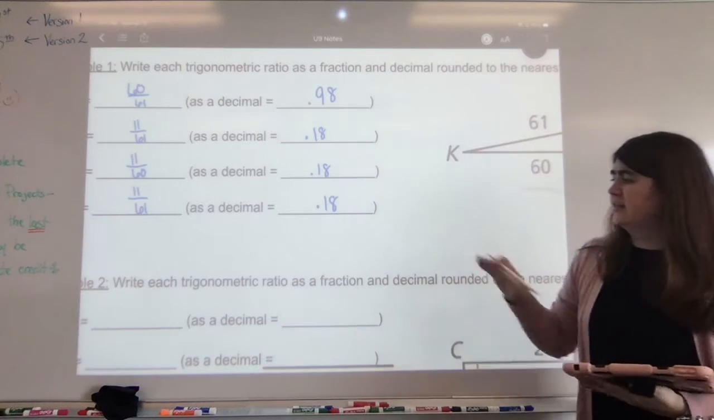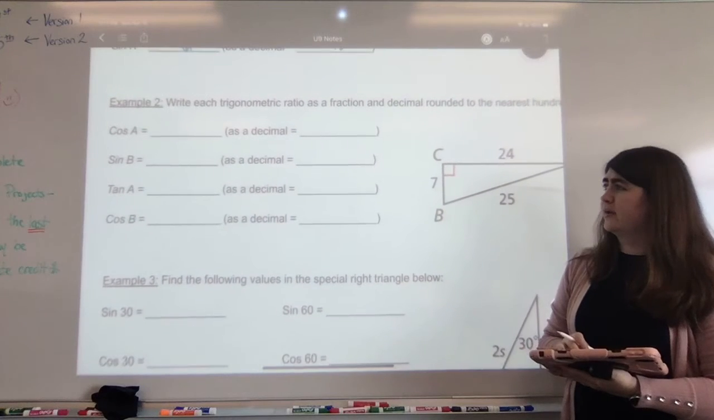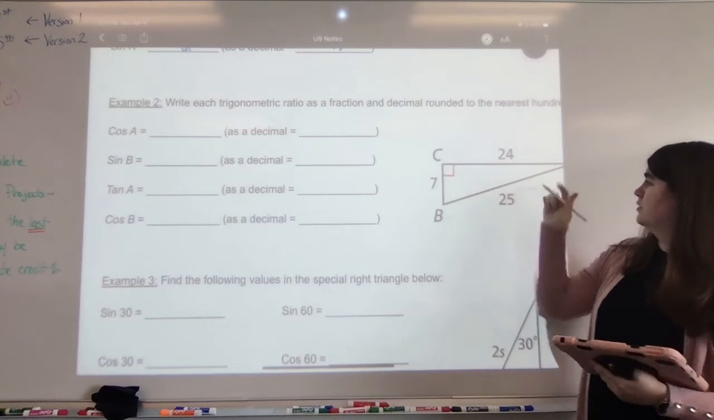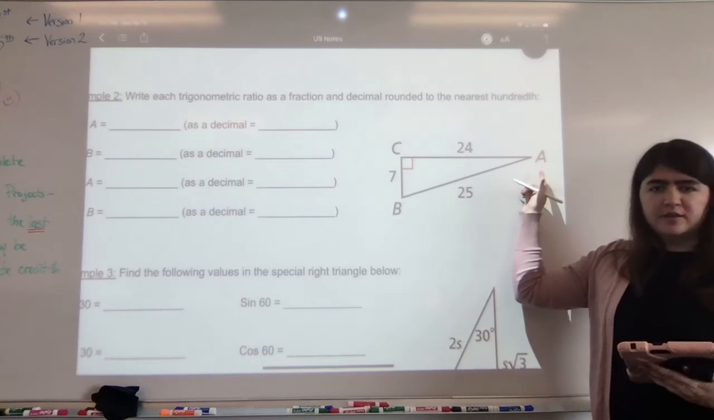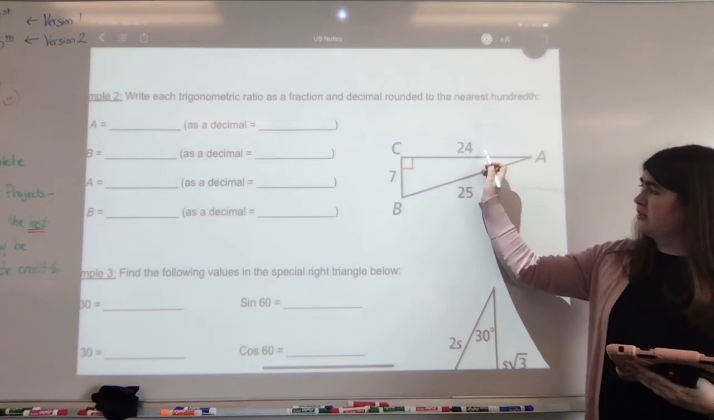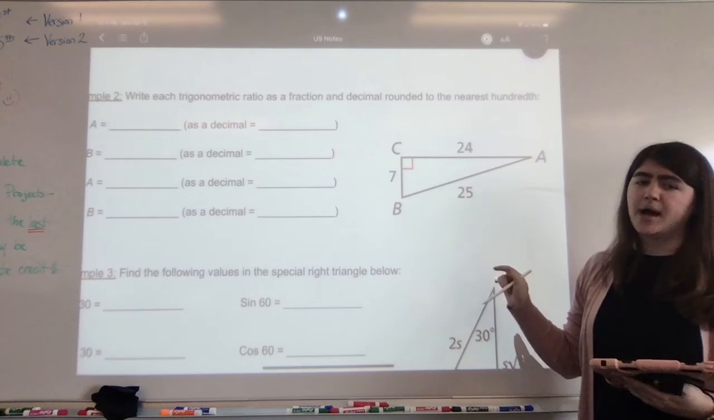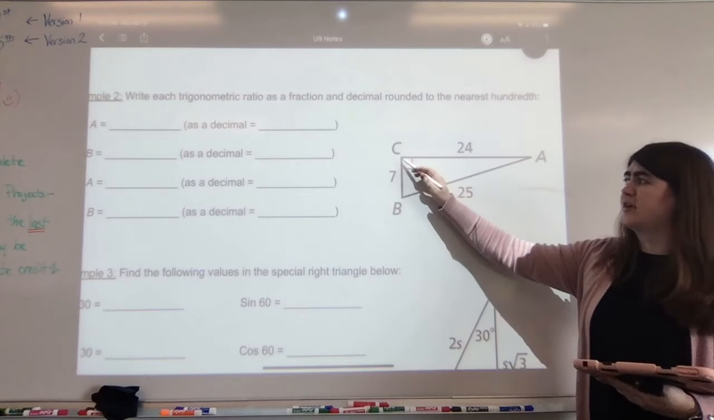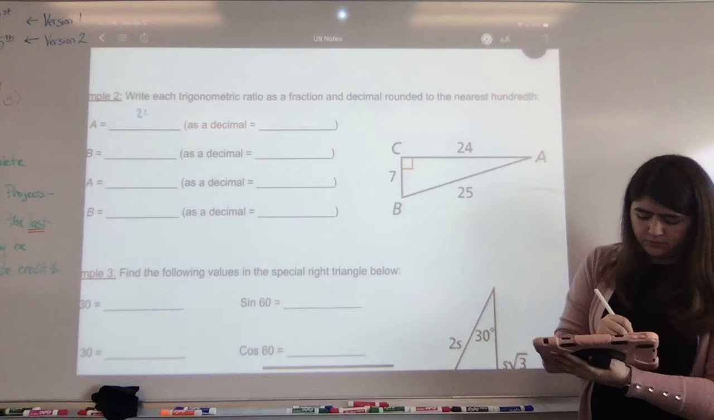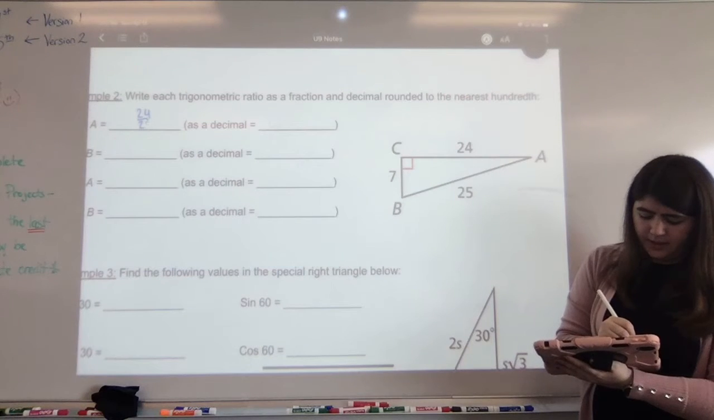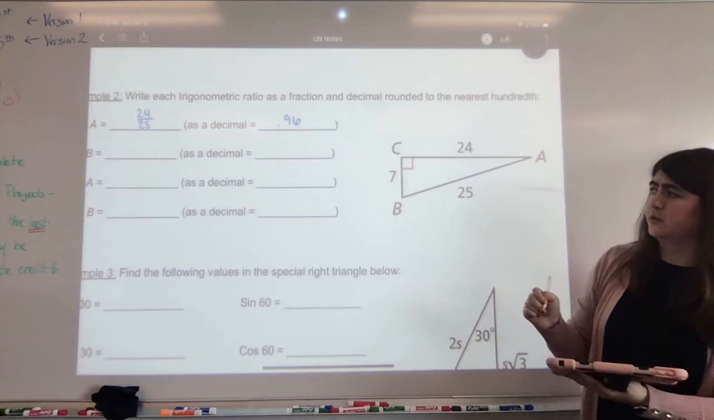All right. Example 2, same thing, but now we have a new triangle here. So we have the cosine of angle A, which is off the screen here. Angle A, cosine, CAH, adjacent over hypotenuse. So I have adjacent, which is 24, over my hypotenuse, which is 25. And again, the hypotenuse is the longest side, which is opposite the 90-degree angle. So I have 24 over 25, and that simplifies to 0.96 as a decimal.